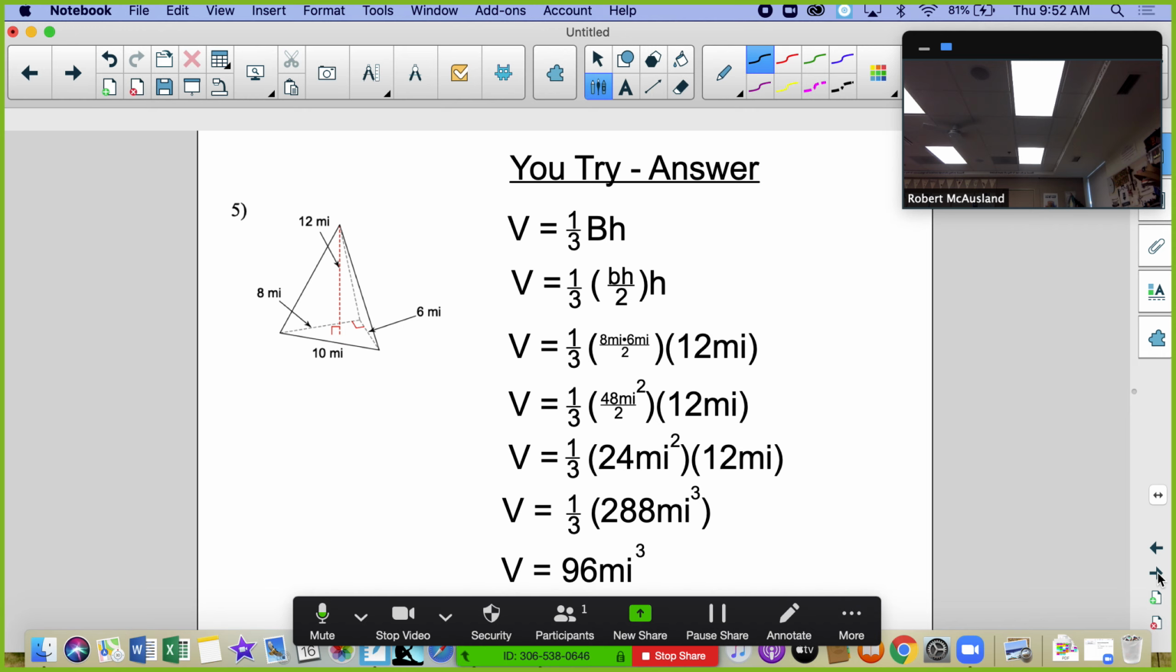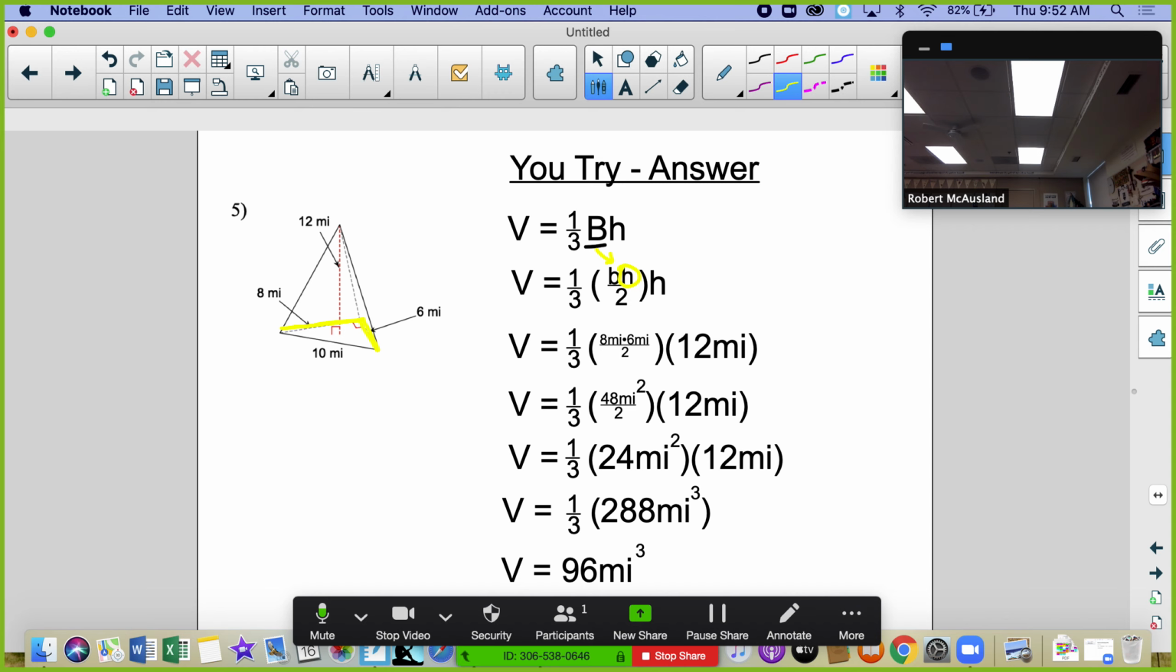So as we said, our base shape is a triangle. So what's the formula for a triangle? We're going to plug in base times height divided by 2. What is the base of that triangle? Remember, the base has to be a side on the triangle. So I'm going to choose that as my base. And then my height needs to be perpendicular to that base. So I'm going to make that 6 miles. So I have 8 miles times 6 miles divided by 2.